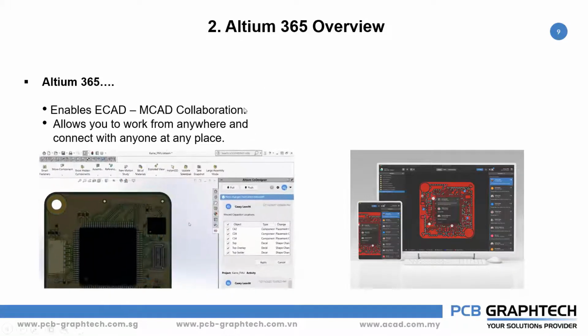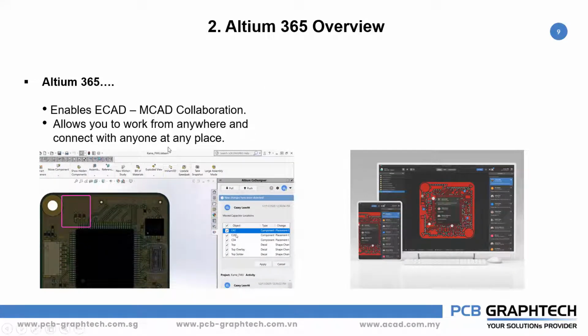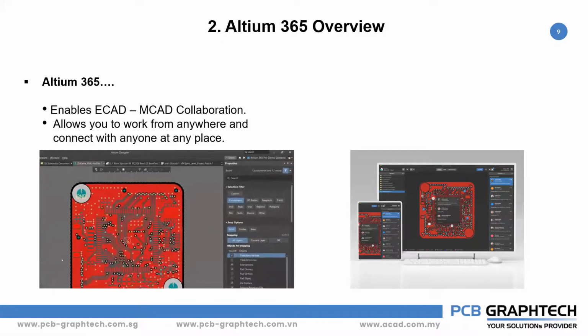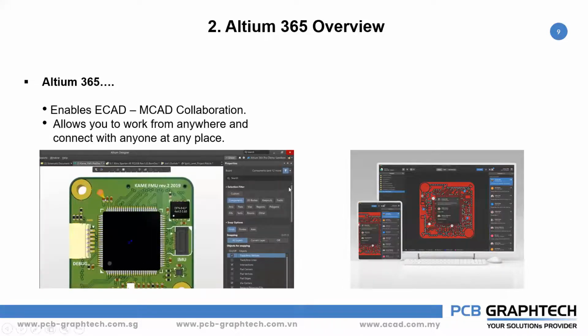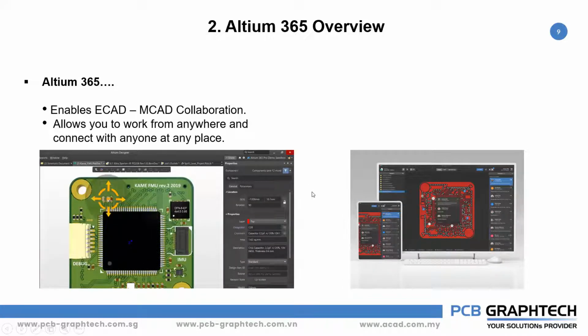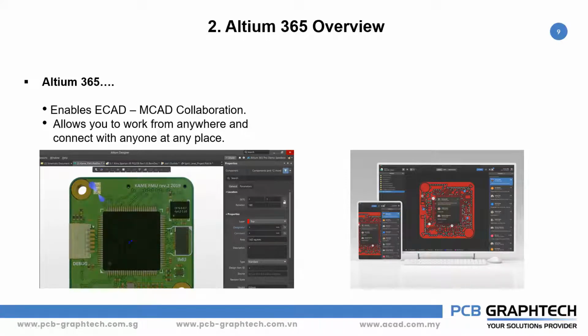Then, it allows you to work from anywhere, meaning you can use a Windows PC, a Mac, or a desktop PC to work with Altium 365. There are no limitations. You can use anything to work on Altium 365. You just need to sign in with the account. You don't need a license, just an Altium Live account. If you have the account, that is enough.